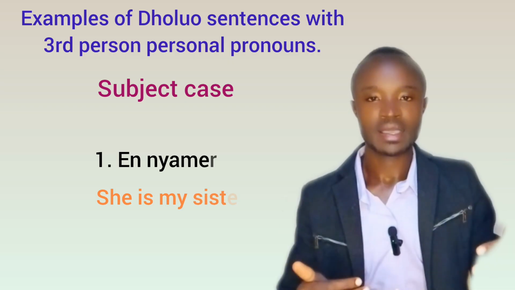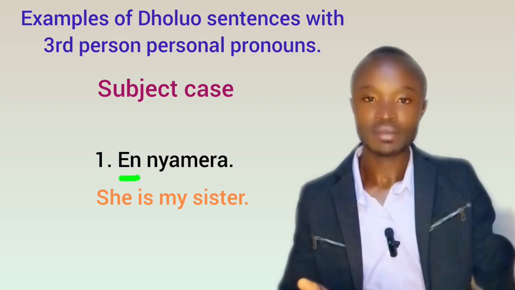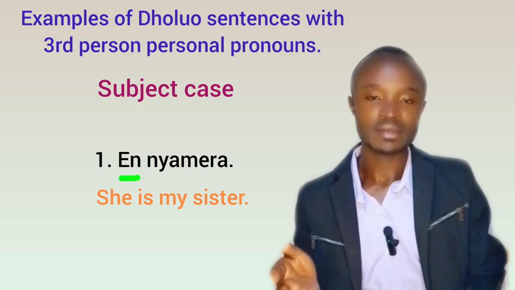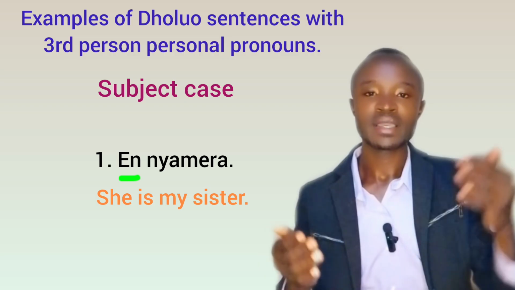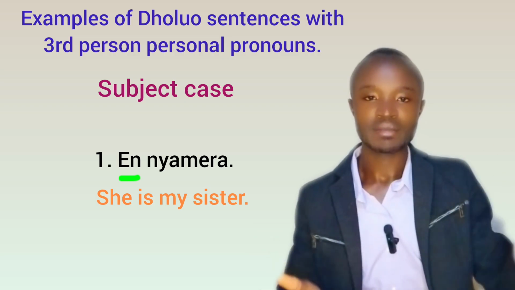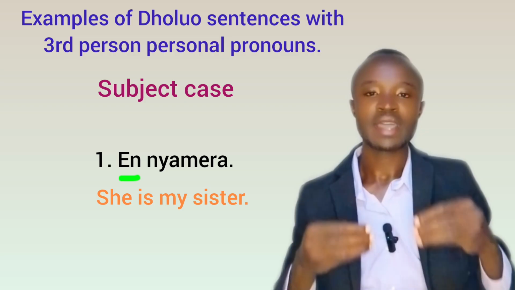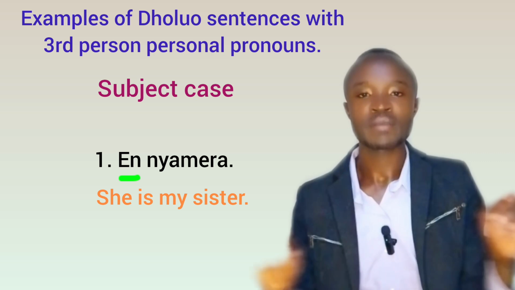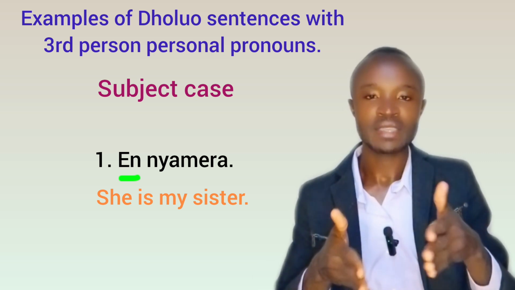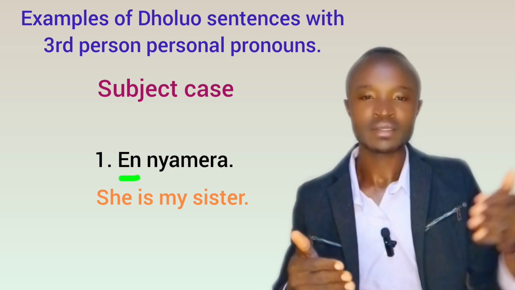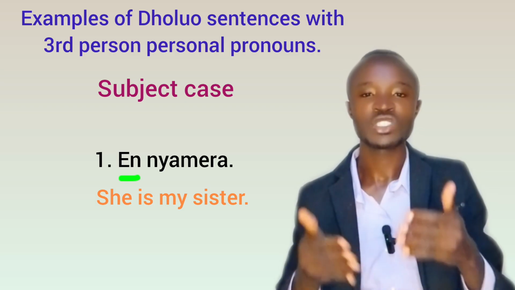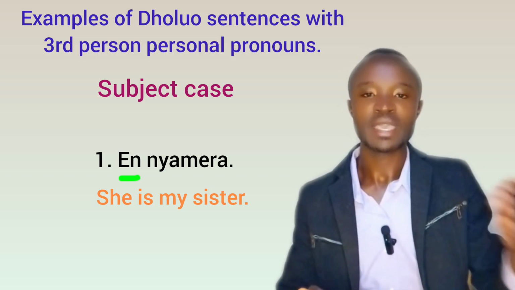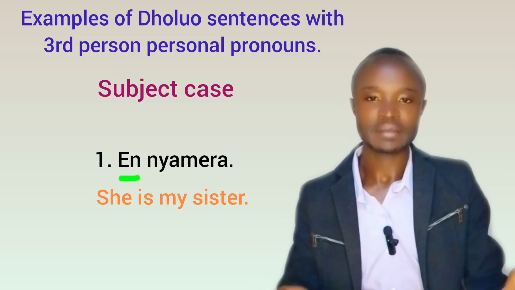Examples: en nyamera. En is the subject, third person personal pronoun. Nyamera means my sister. So saying en nyamera, she is my sister. And I told you that the pronouns have a sense of the verb to be within them, so that you don't have to add that format in between. If you say en, that can be translated as she, and at the same time can be translated as she is. So you have en nyamera, she is my sister.